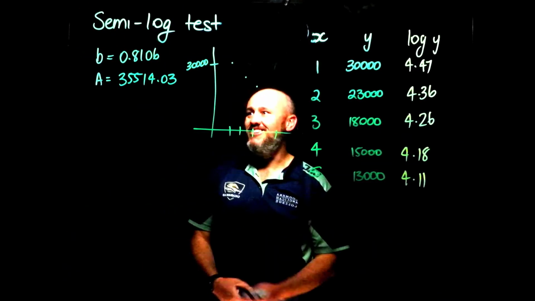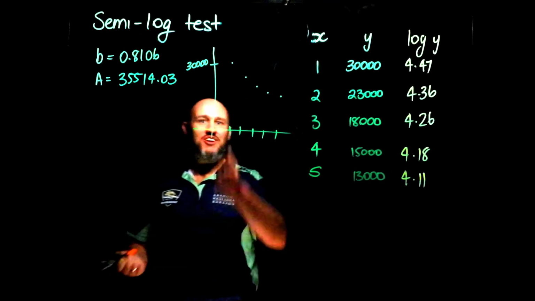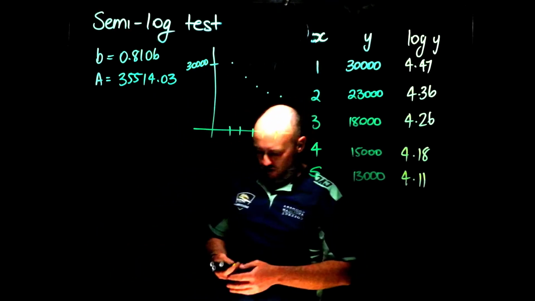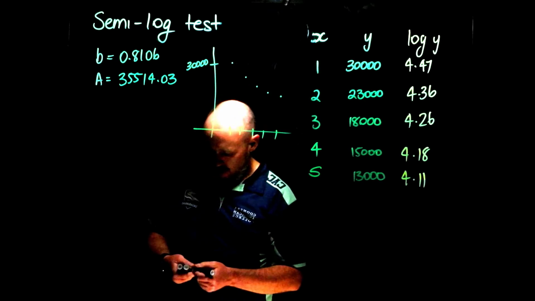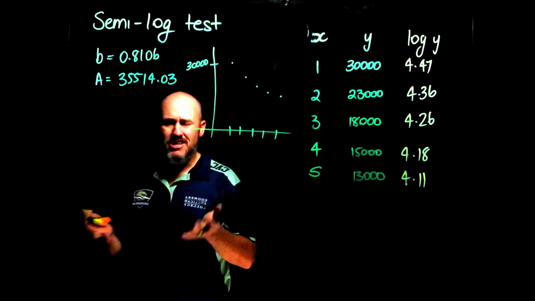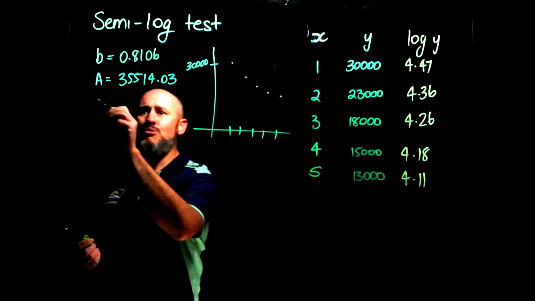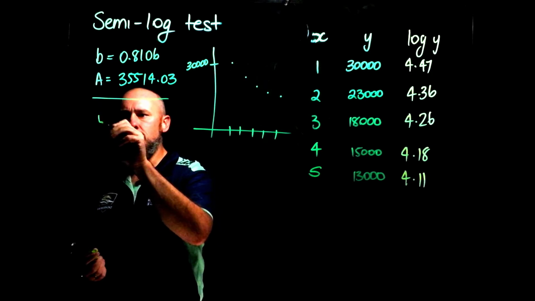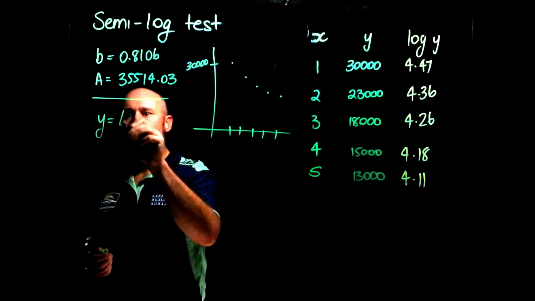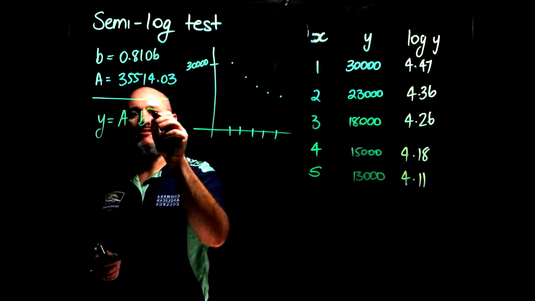Wow, here we go. So we've got our b value, our a value, and there's a bit of a graph. Clean it up a little bit. I want to remind you that we got all this from our semi-log test, which I'll talk about a bit in a minute. But the whole goal here was to get back down to this. Y is equal to a times b to the power of x.